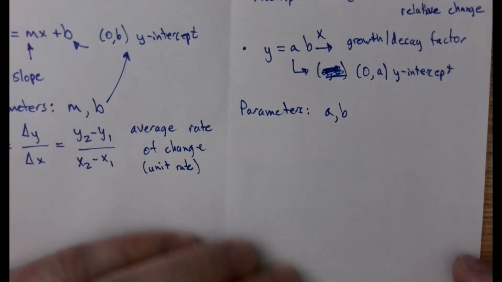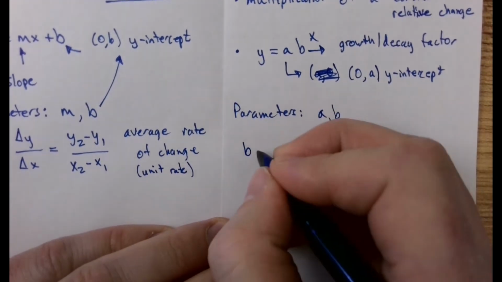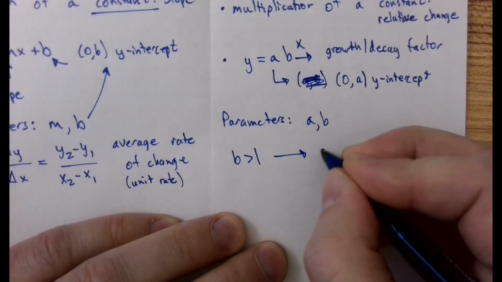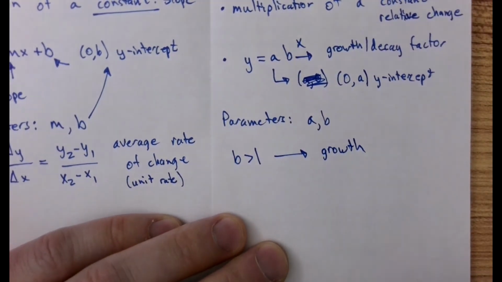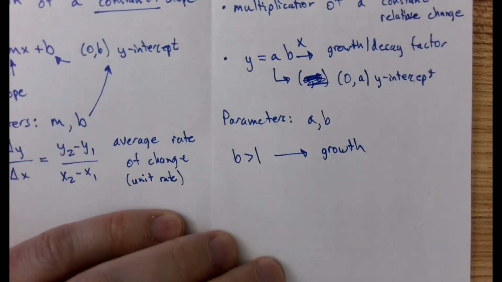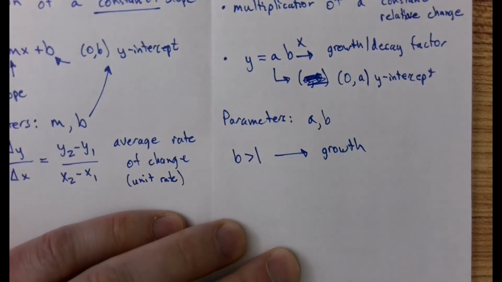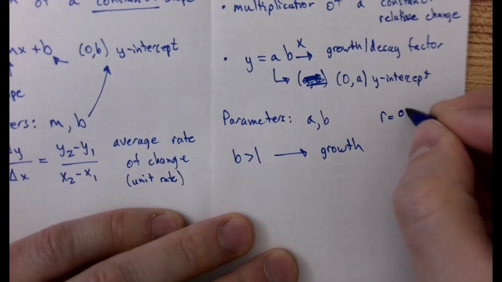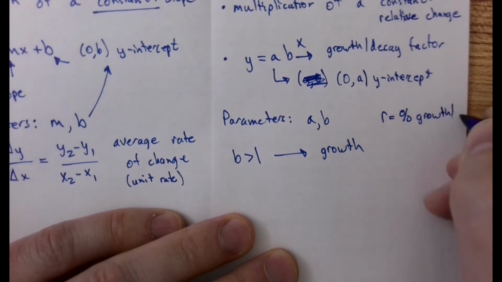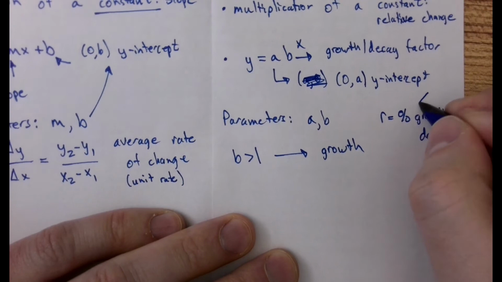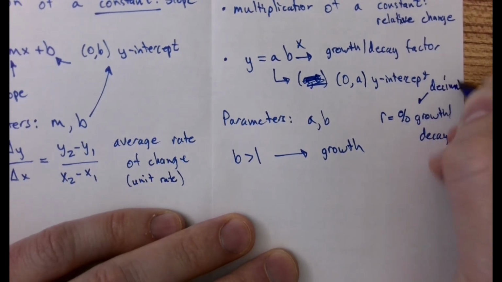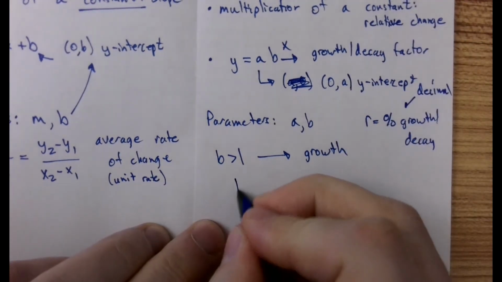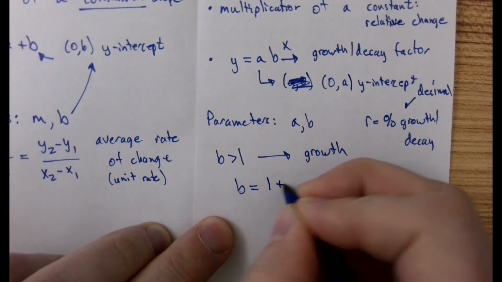For exponential, it's far more complicated. If our growth factor b is greater than 1, then we're looking at a growth function. And we might be told that it grows by a certain percentage. So I'll put over here as a little aside that r is the percent growth or decay that's often spoken about in a problem. And when we use it, it's always as a decimal. We never write it in percent form. If we're given that r, we find the b by doing 1 plus r.